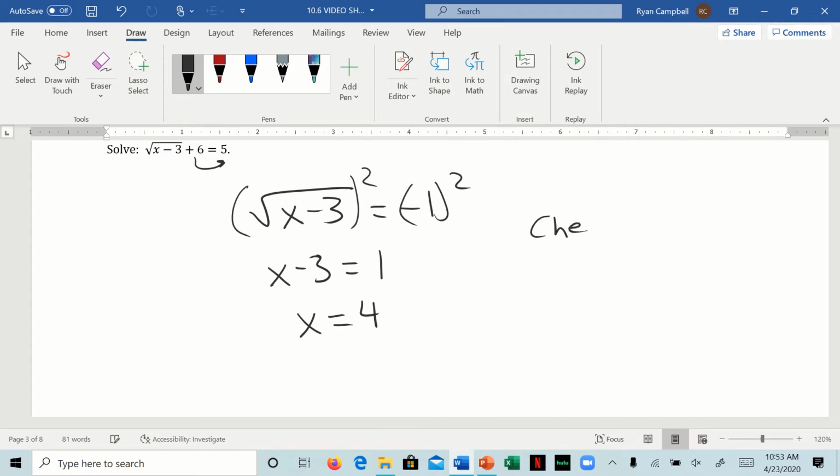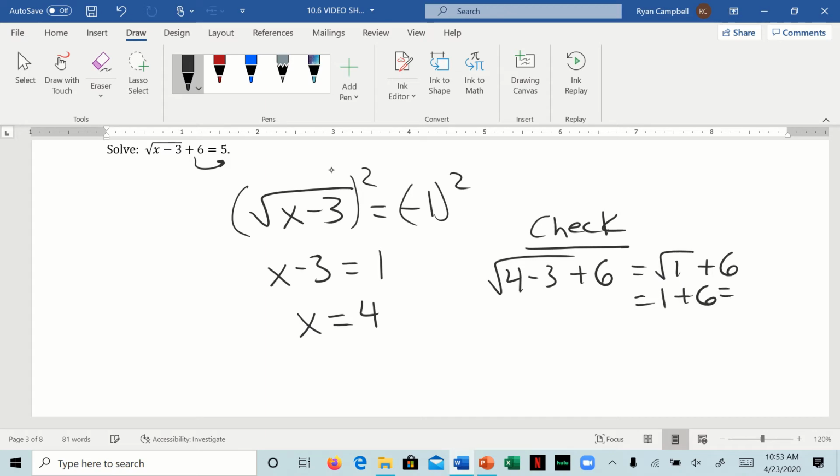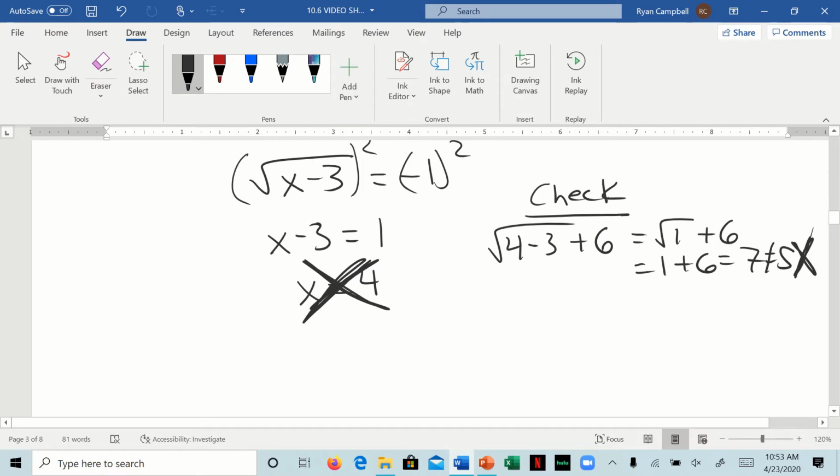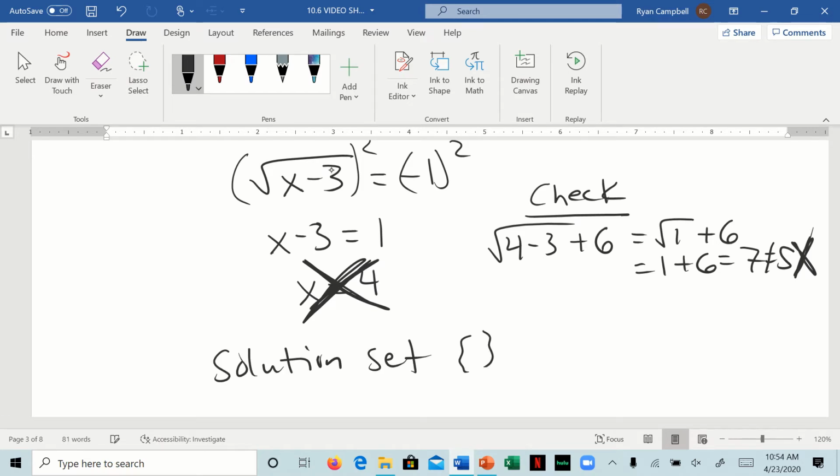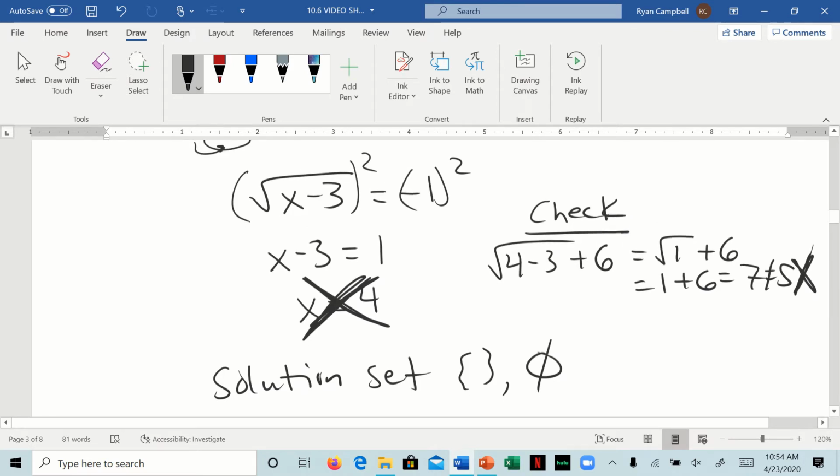But remember, you have to check. So we get the square root of 4 minus 3, plus 6. So 4 minus 3 is the square root of 1. The square root of 1 is 1. 1 plus 6 is 7. Does 7 equal 5? No. So that means that this is not a solution. So then what's the answer? Our solution set is just the empty set, right? We can either write it like this, or we can write it with a 0 with a line through it. Either way. And that's our answer.